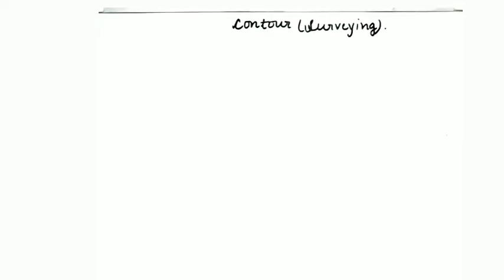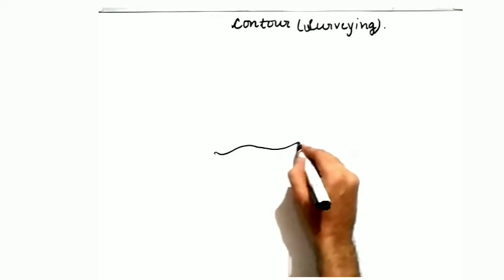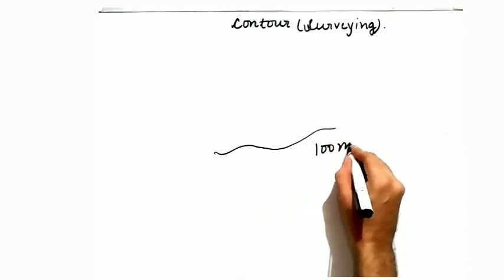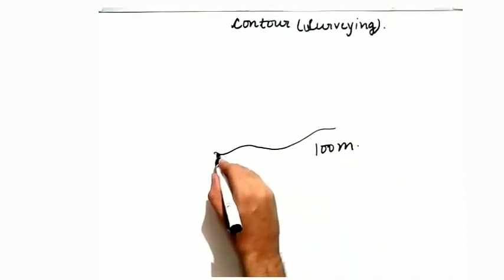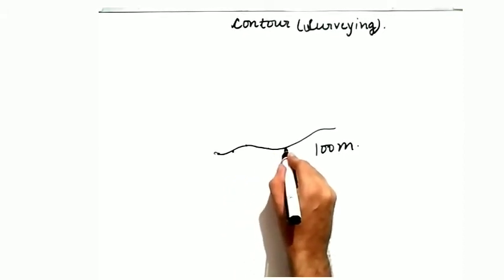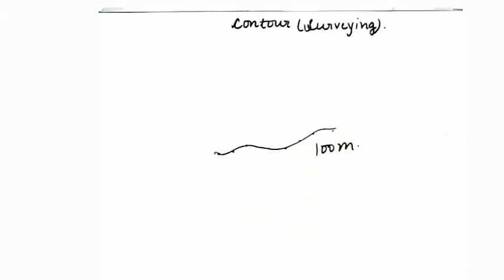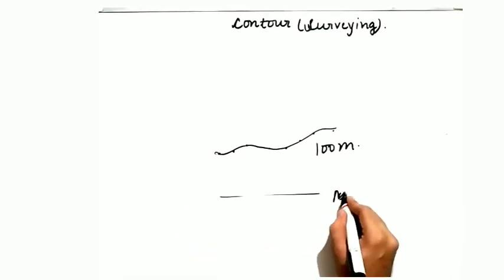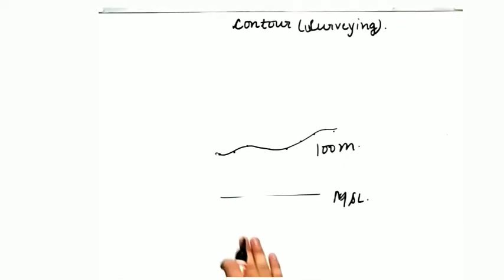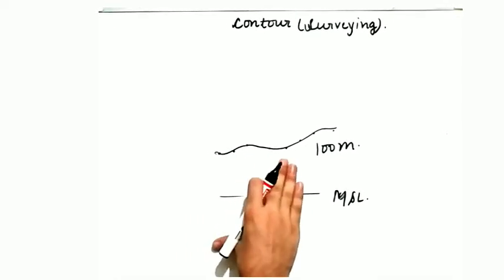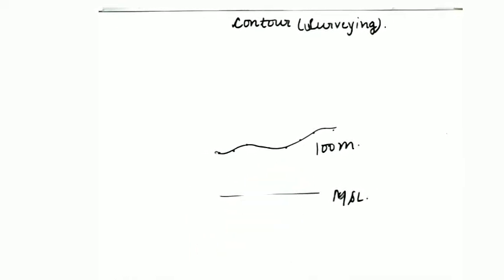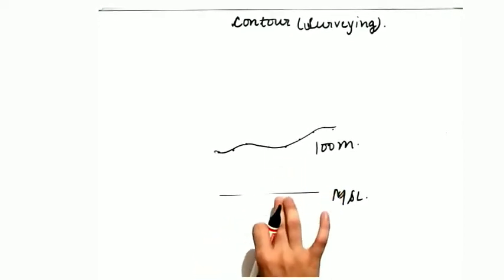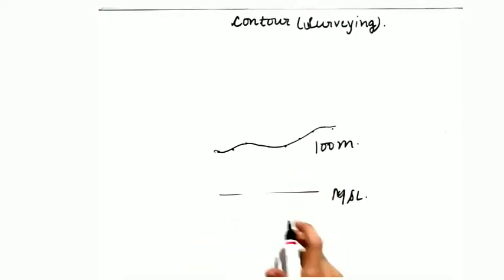See, what is a contour? A contour is an imaginary line that is drawn on the ground that joins the points of equal elevation. Suppose I say that this is a contour of 100 meters. That means that every point that lies on this line or on this curve will have an elevation of 100 meters from the mean sea level. Suppose this is the mean sea level, then this particular contour will be joining every point that has 100 meters elevation above the mean sea level or any particular datum.